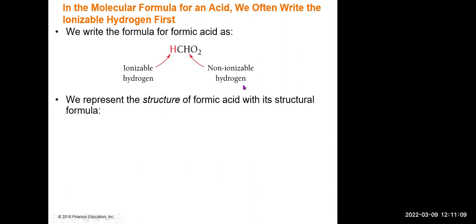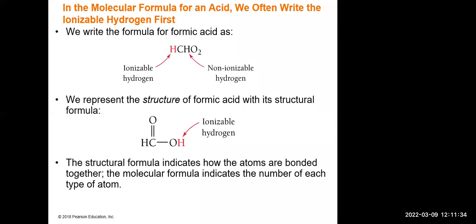We represent the structure of formic acid with its structural formula as this. And here you will see more clearly the COOH group we talked about in the previous slide, or the carboxylic acid group, the COOH. So therefore, this H is the ionizable hydrogen. The structural formula indicates how the atoms are bonded together. The molecular formula indicates the number of each type of atom. So it's very useful to know the structural formula for some of those given compounds.